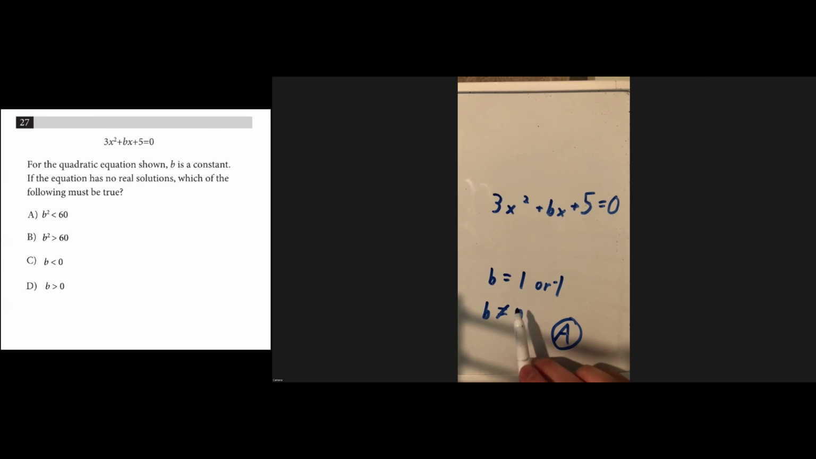Because if it works for 1 or -1, it means that B can be less than 0 or greater than 0. So that gets rid of answer choices C and D. And when you plug in 9, it does have a real solution, which means that B squared being greater than 60 does have a real solution, which means that the only answer choice which could have no real solutions would be A.